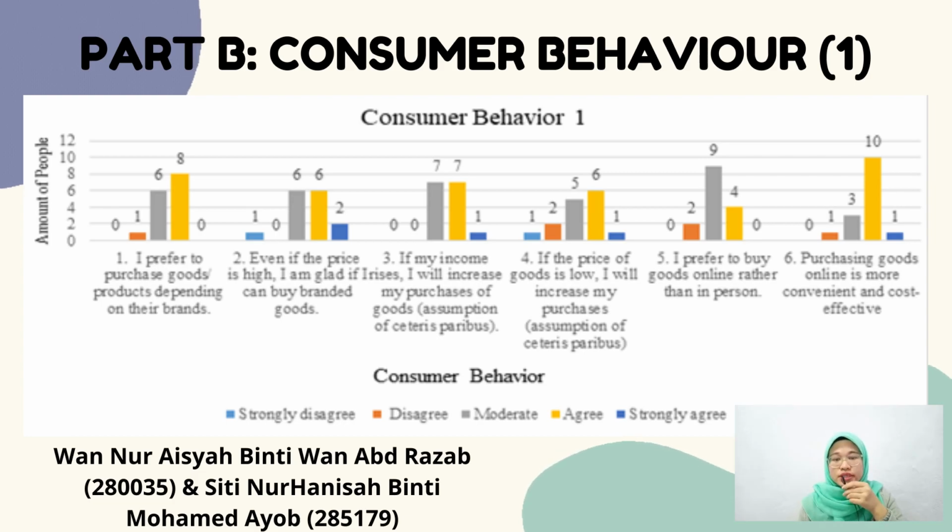For the statement, if my income rises, I will increase my purchase of goods, assumption of ceteris paribus, there are 15 respondents, which are 100%, who agree with the statement. There are 7 people who are moderate, 7 people who agree, and 1 person who strongly agrees. None of the respondents disagree or strongly disagree. This is a normal good because the respondents will increase their purchase of goods as their income increases.